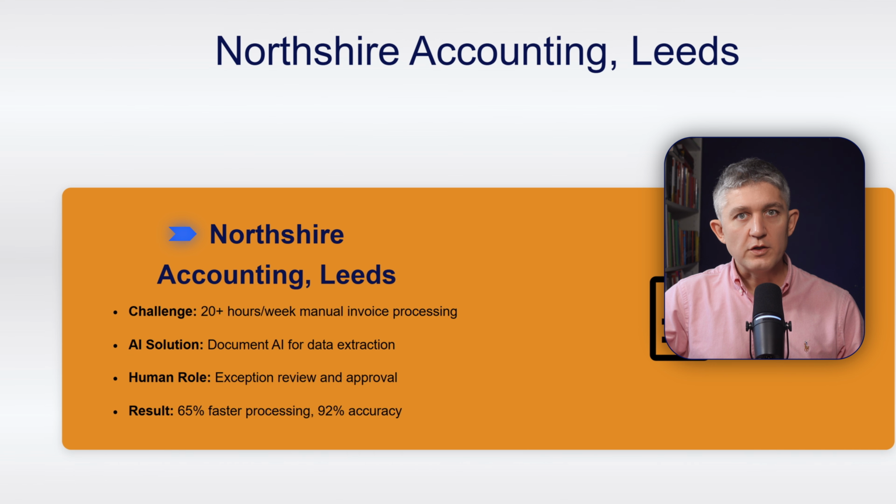Another example is Northshire Accounting. Their challenge was that 20 hours a week was spent on manual invoice processing. AI was implemented for document extraction and validation, and humans remained in the loop dealing with exceptions and approving the final drafts. The result was a 65% faster process and 92% accuracy.